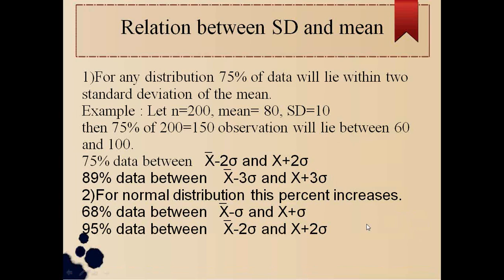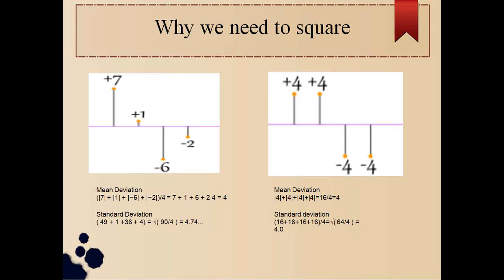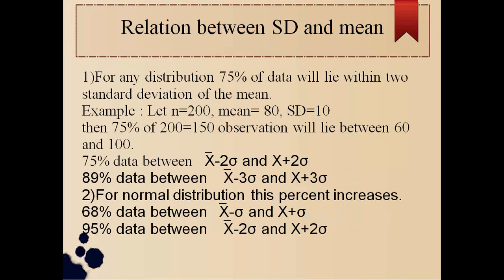Ma'am, can you please explain an example for this? Okay. I understood up to n is equal to 100, and mean and SD, and mean plus SD and mean minus SD. And what is this 75% of 200? I didn't get that line.